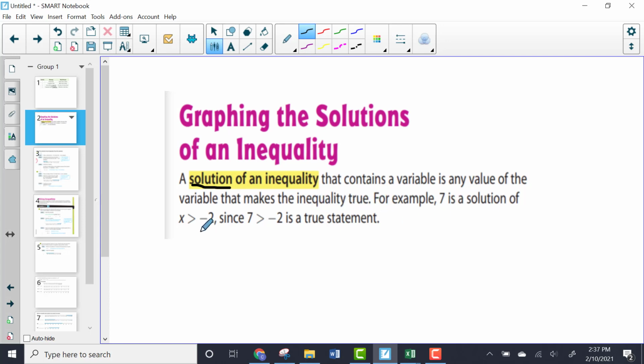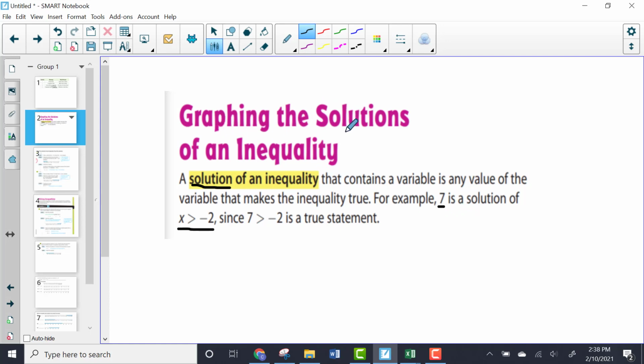For example, 7 is a solution of x is greater than -2. So we could say that x is greater than -2, and 7 would be a solution there. Since 7 is greater than -2, then 7 would be a solution. Now you can see there's a lot of solutions for this. It wouldn't be just 7. You could say -1. You could say 0. You could say really an infinite amount of numbers could be greater than -2. But saying that 7 is a solution, yes, that is true. Is it the only solution? No, it is not. So it's important to understand that.